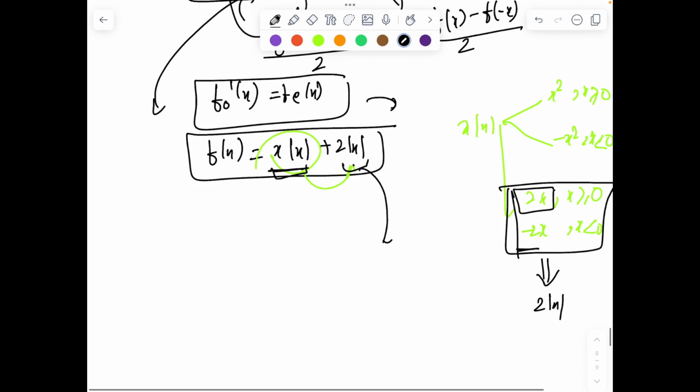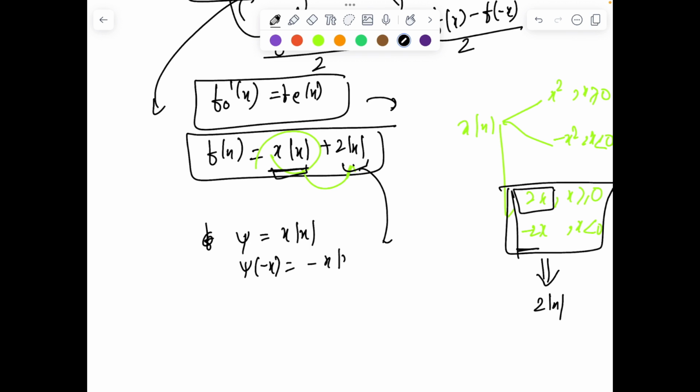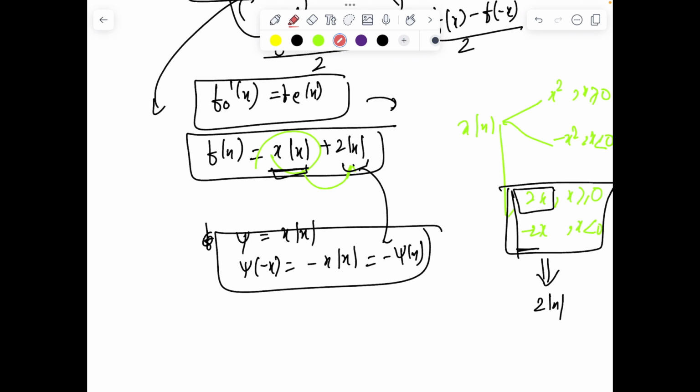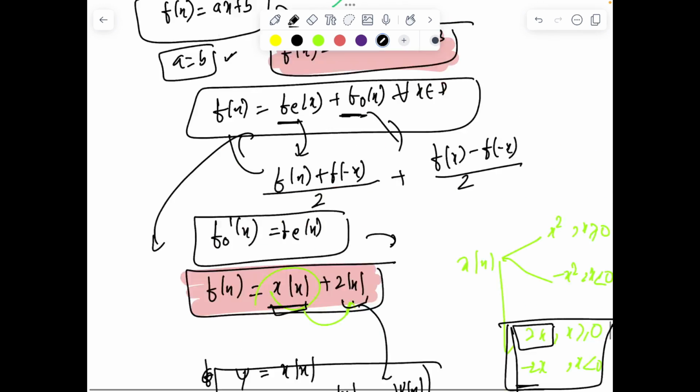So you can see its odd part's derivative is even, because this is clearly an odd function. If I take psi of x equals x mod x, then psi of minus x is minus x mod x, which is minus psi of x. So another answer for this problem is probably x mod x plus 2 mod x.